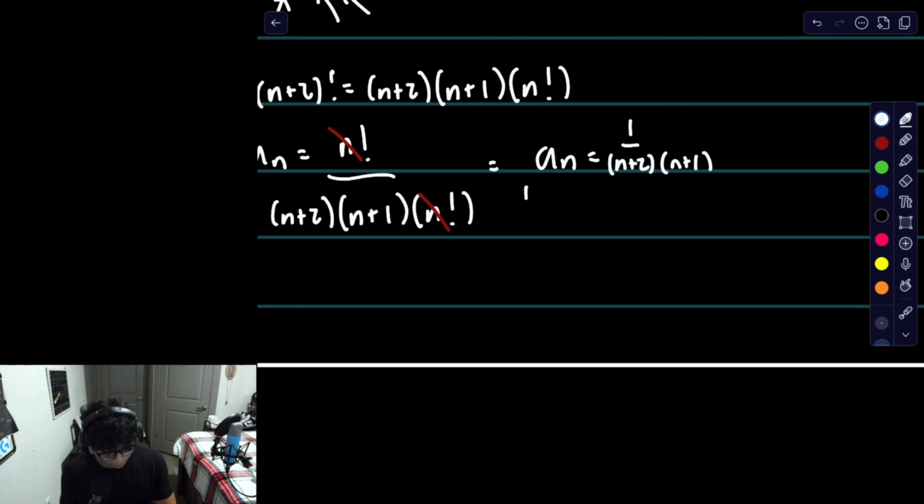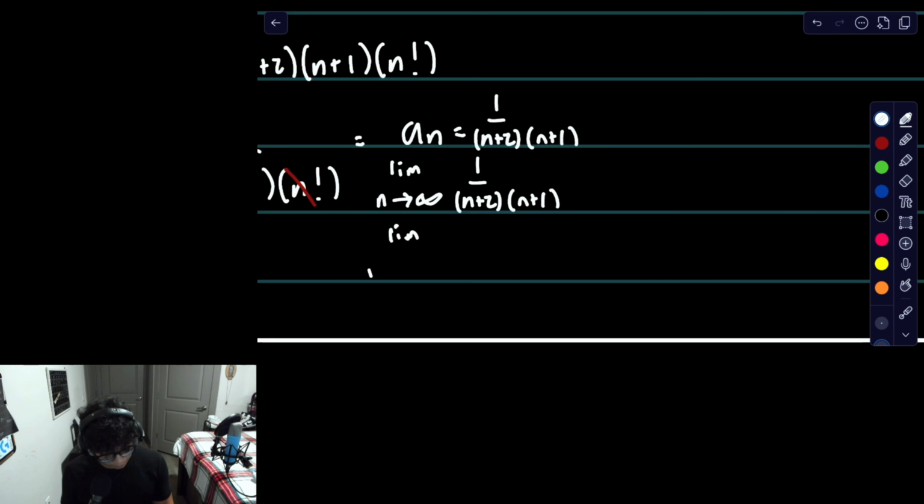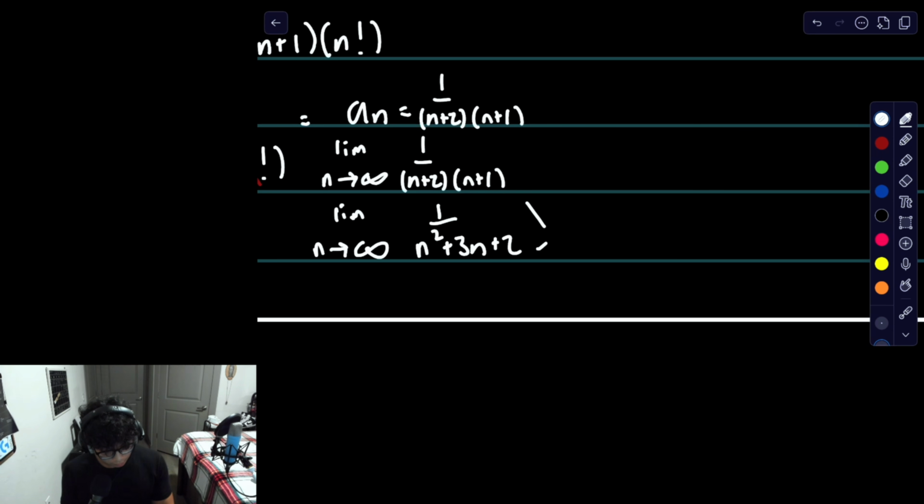So we could then put that in limit form as n approaches infinity and evaluate, since our denominator approaches infinity, and then FOIL our denominator, which gets us n squared plus 3n plus 2, which we can then conclude is 1 over infinity, which converges to 0.